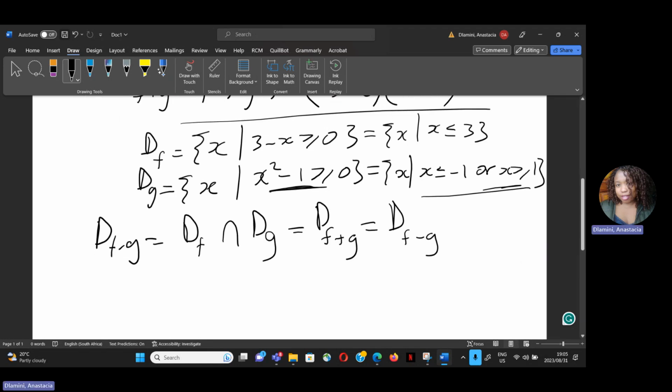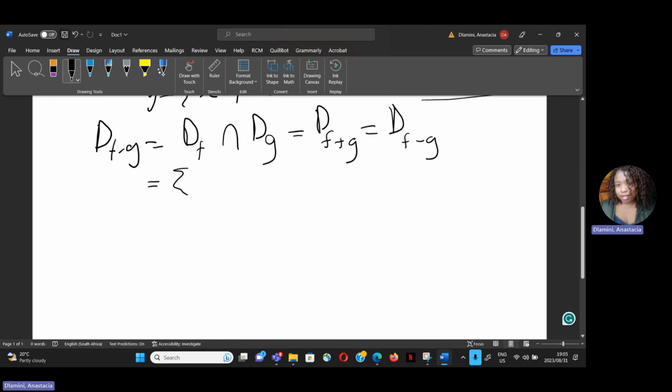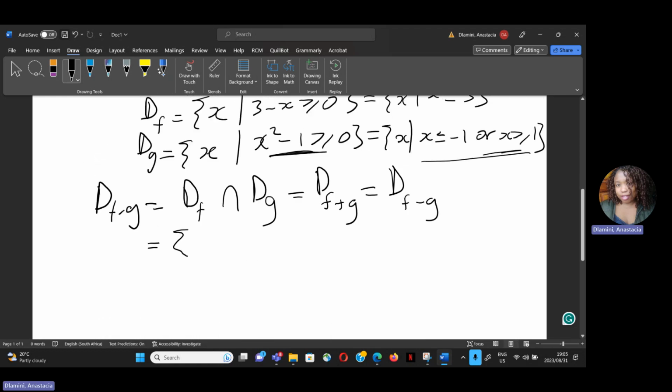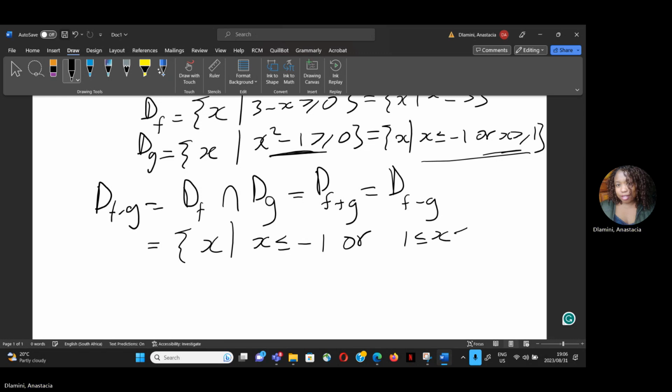So from 5.1 and 5.2, the domain of f of x times g of x will be the set of x an element of the real numbers such that x is less or equal to -1, or x is between 1 and 3.